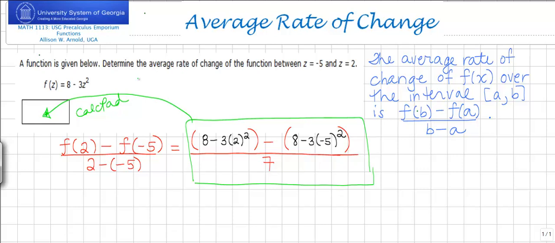And if you were taking an exam, for example, that's exactly what I would do, is avoid simplifying when at all possible. But if you cleaned it up, you'd get a numerical value that represents the slope of the line through the points -5, f of -5 and 2, f of 2.